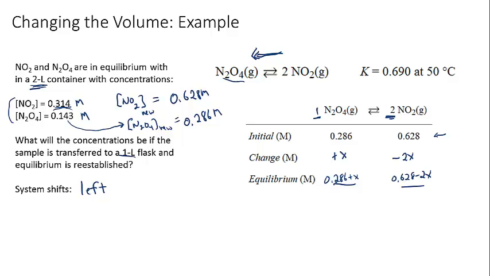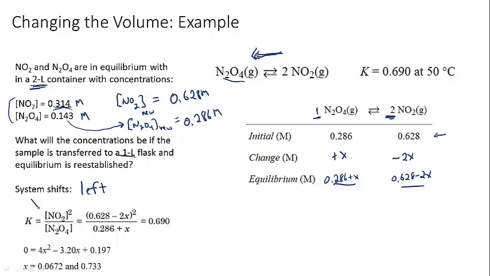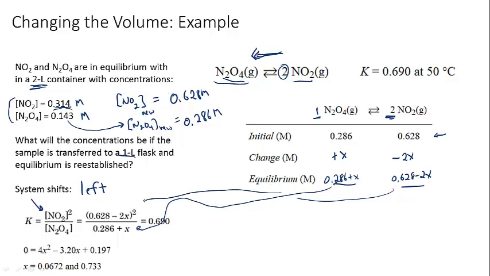Next, we insert those into the equilibrium expression. This is the equilibrium expression: the products squared, because of that, over the reactants. And we just put in our values. So this goes there, this goes here, and that has to equal the equilibrium constant K. And so again, it's a quadratic equation.